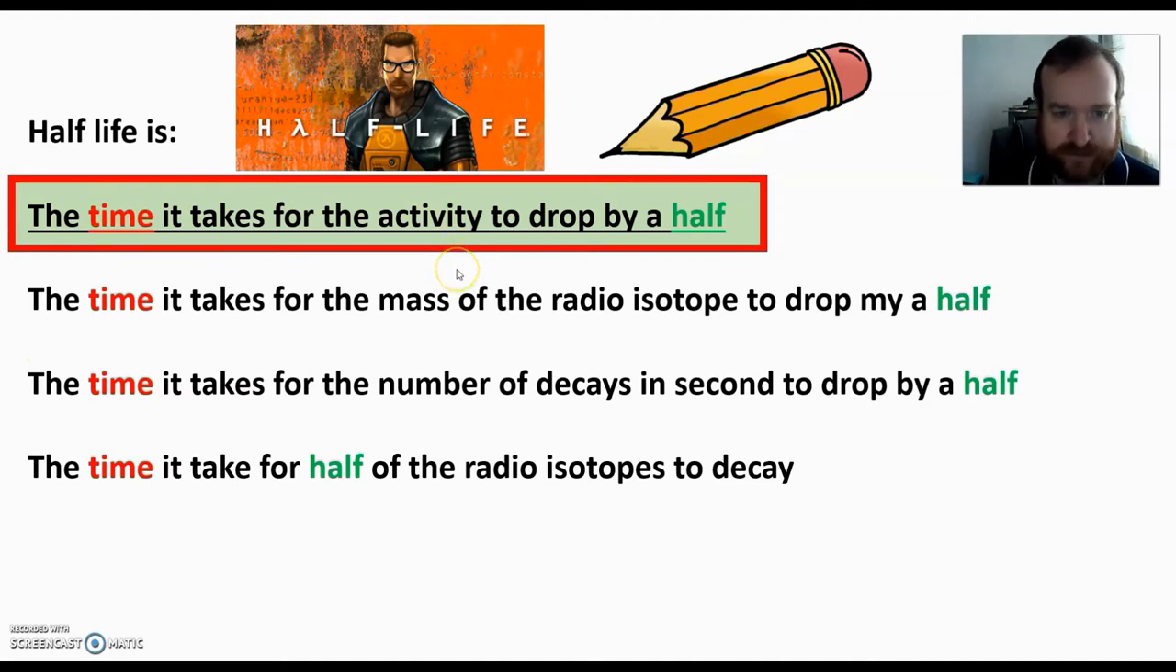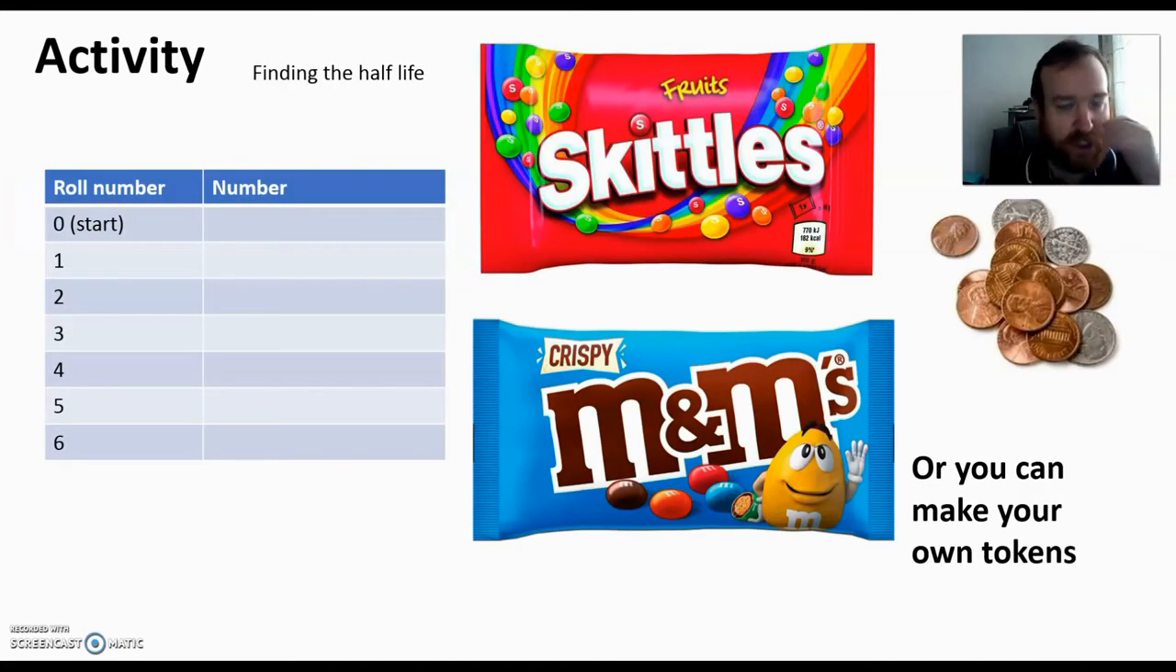Okay, so next, here's what we're doing to try and understand where it comes from and what it means. You need some tokens. You get some Skittles, or get some M&Ms, or get some coins, or you can make your own tokens. I used Skittles because they're a tasty treat when you finish. I don't know why I used a crispy M&M picture here, because crispy M&Ms, I think, are the worst of the M&Ms, but whatever. You can use coins, or you can make your own token.